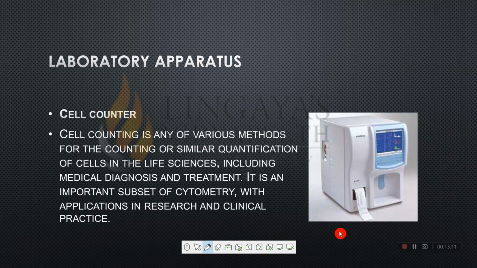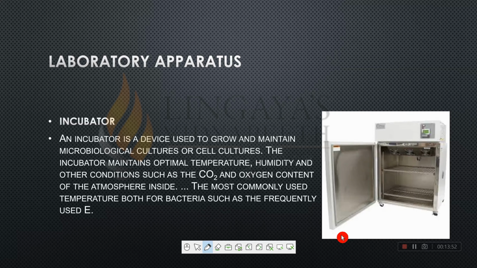Moving on, next is the cell counter. A cell counter is generally used in the hematology laboratory for counting the different types of cells inside the blood, such as the RBCs, WBCs, the different types of WBCs for giving the DLC, and the platelet count. Alright, so it is an important subset of cytometry with applications in research and clinical practice. This is a cell counter which works on the electrical impedance principle and counts the cells of the blood.